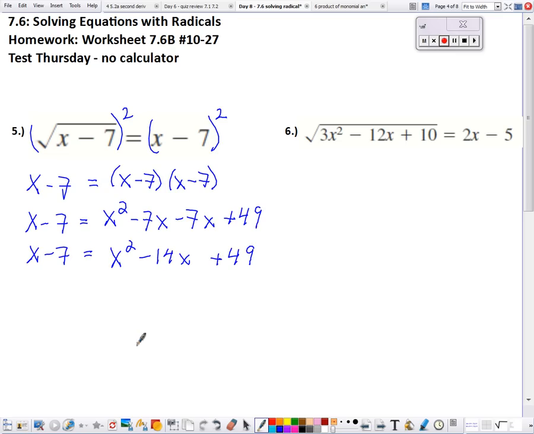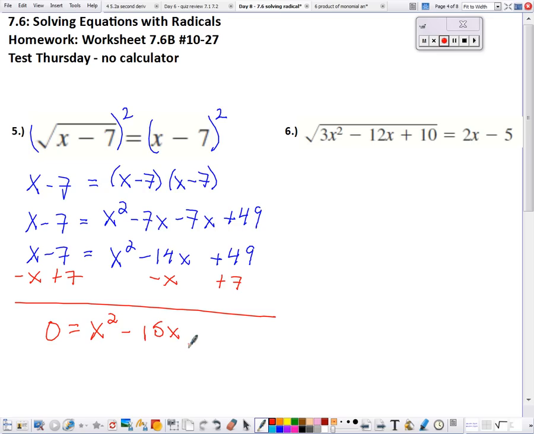And now I'm going to move all my x's to one side. Let's see. I'm going to subtract x here. I'm going to add the 7 over here. We get 0 equals x squared minus 15x plus 56. And now we have a quadratic equation to solve. So let's factor.